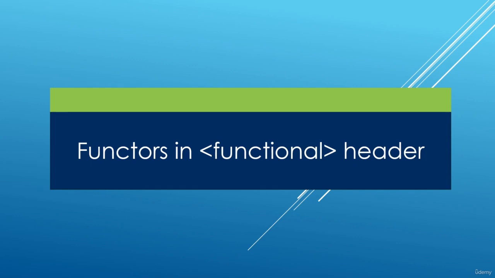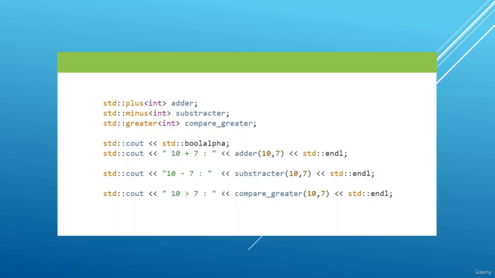In this lecture, we're going to learn about some functors we have built into the C++ standard library. And here we have a few examples. For example, we have a functor to add stuff up. So std::plus, you can specify whatever type you want to add. So you can add up strings, you can add up integers, you can add up double types. You can really do all kinds of crazy things.